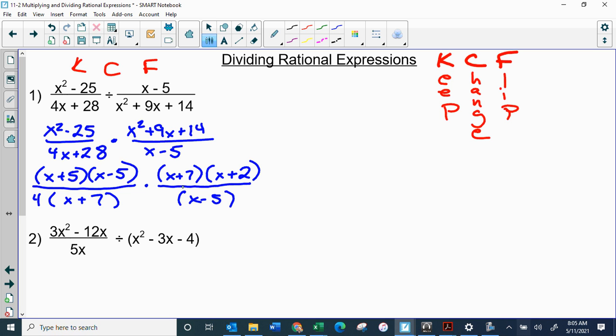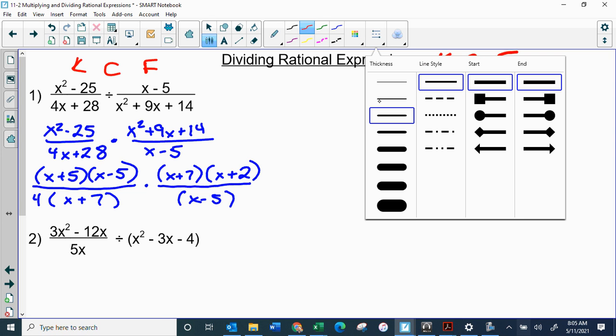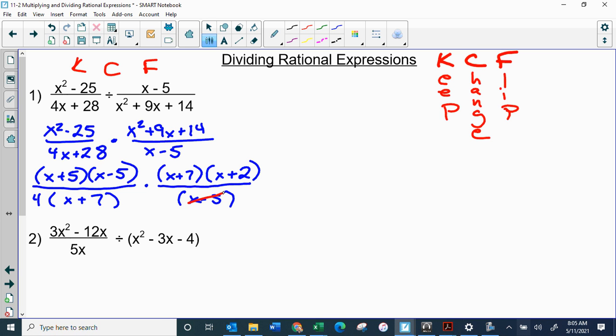And I'm actually going to go ahead and simplify it here before I put them together just to save space. That's totally fine to do. If I was doing this on my own, this is how I would do it. So this x minus 5 will cancel with that x minus 5. This x plus 7 will cancel out that x plus 7. There's nothing else that I can simplify here.